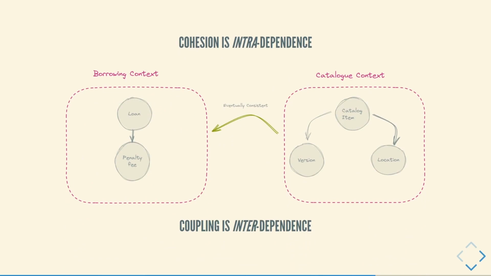It's the connections between parts of the same module. If things are coherent, then they belong together. It's natural for us to put things together that are coherent. Being laser focused on cohesion actually reduces coupling. So in our borrowing context, we need to understand loans and payment fees. But over in our catalog context, we've got catalog items and versions and the physical locations of books. These things don't have any overlap, right? Both of these contexts are highly cohesive, and as a result, there is very little coupling between them.